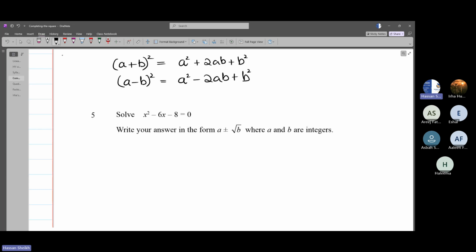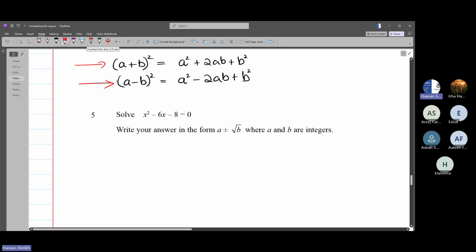Second method is the quadratic formula. Yes, you can use the quadratic formula to solve this one. But over here we are using the completing the square method. Now focus on what the completing the square method is. In completing the square method, we use either this formula or this one, and we need to complete the square. How will we complete the square? The first step is to check the coefficient of x square. What is the coefficient of x square?